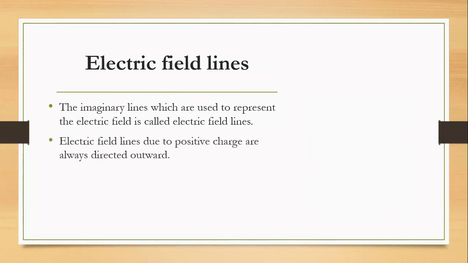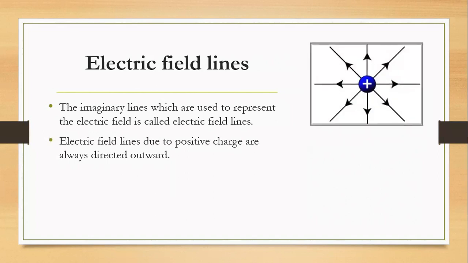Let's suppose we take a positive charge. Dear student, the electric field lines formed by the positive charge are always directed outward, as shown in the figure. We can see these are the electric field lines formed by this positive charge. The direction is outward. You can see that it is always directed outward.